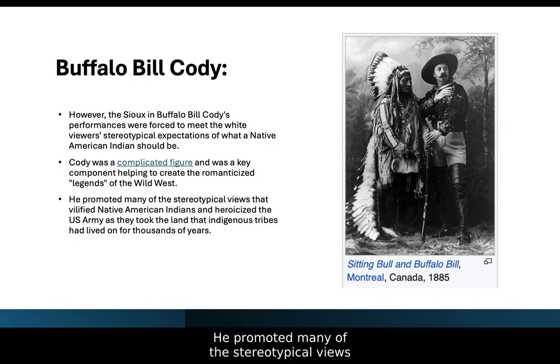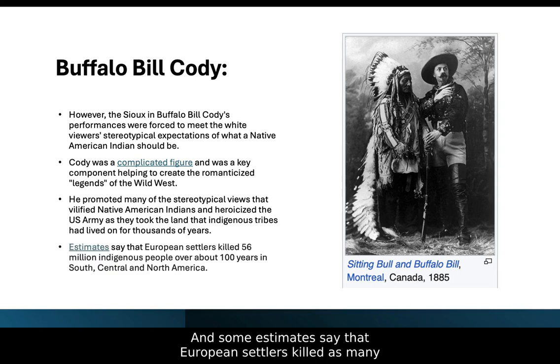He promoted many of the stereotypical views that vilified Native American Indians, in other words, made them into the bad guys, quote unquote, and historicized the U.S. Army as the Army took land that the indigenous tribes had lived on for thousands of years. And some estimates say that European settlers killed as many as 56 million indigenous people over this 100-year period, and that includes South, Central, and North America. So again, I don't want to make light of this. This is a component in our story, but it's not our entire story for this discussion post.